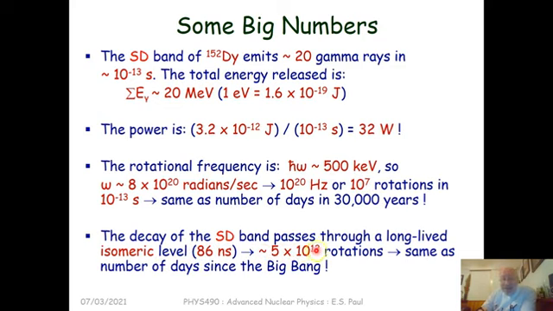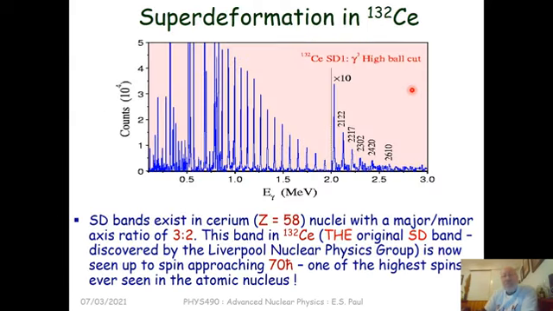And to put that into perspective, this is typically the number of Earth days since the Big Bang. So that's how many times the Earth would have rotated in that time. So these are just some typical numbers associated with a rotating nucleus, especially in one of these nice super deformed shapes.